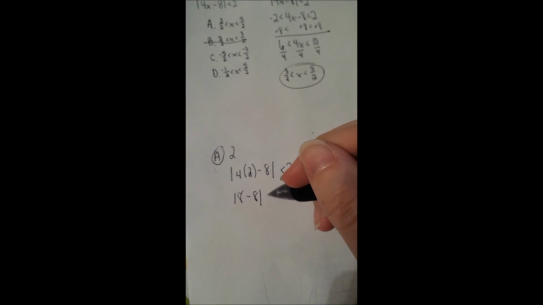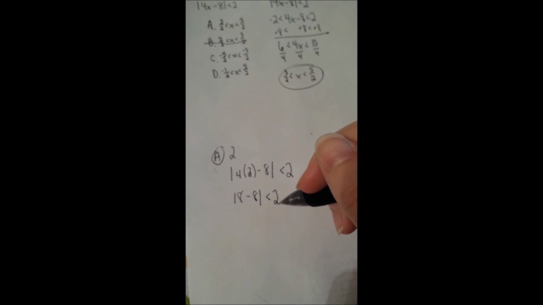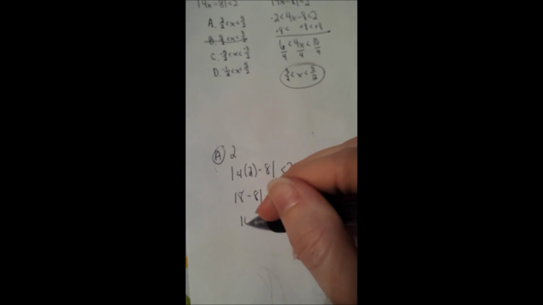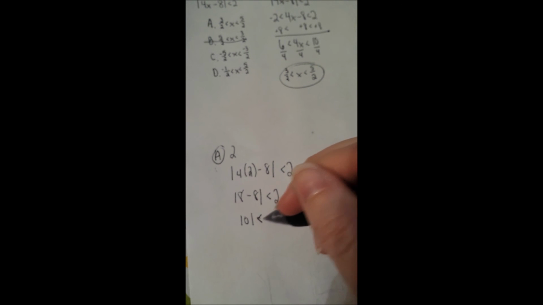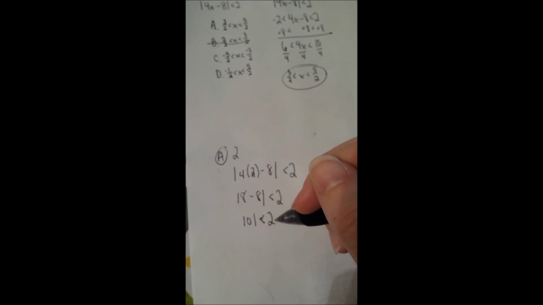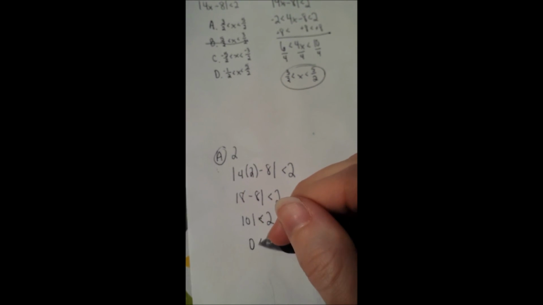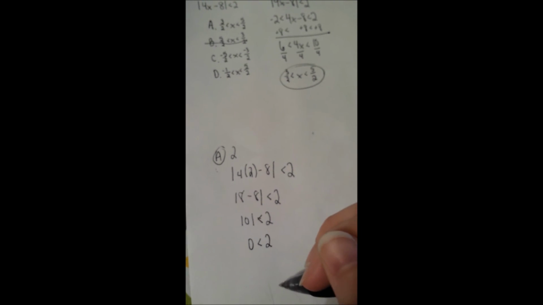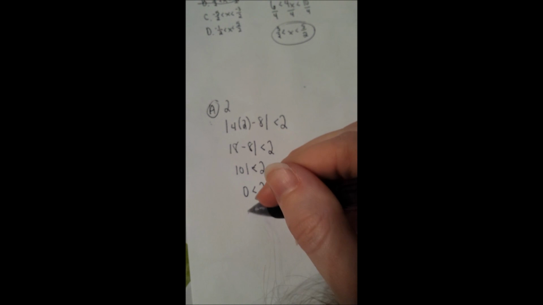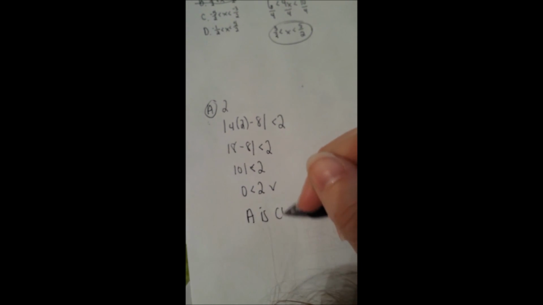Then you can simplify this by saying the absolute value of 8 minus 8 is less than 2. Now 8 minus 8 is 0, so you should have the absolute value of 0 is less than 2. The absolute value of 0 is 0, so you should have 0 is less than 2, which is correct. Therefore, answer choice A is the correct answer.